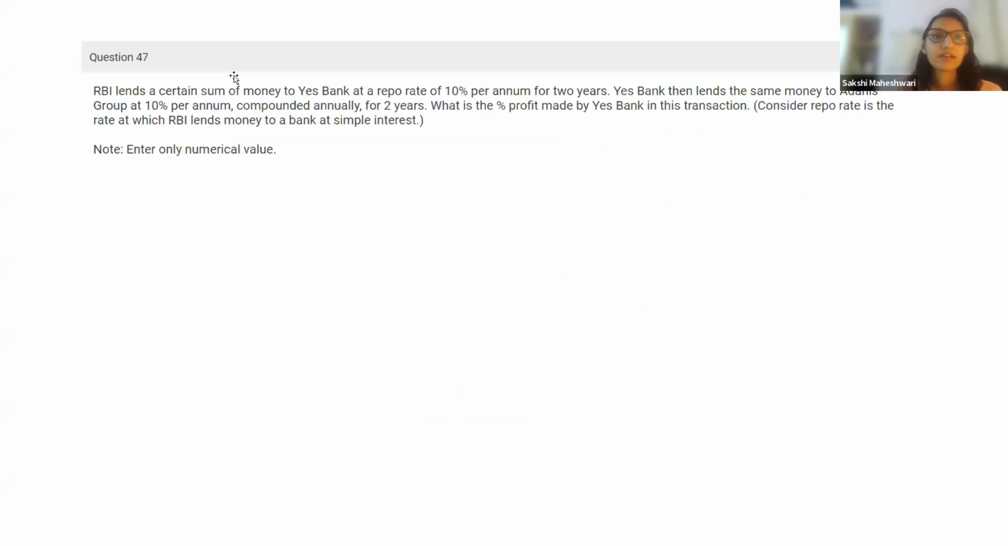Okay. So RBI lends a certain sum of money to Yes Bank at a repo rate. The repo rate is the rate at which RBI lends money to banks. It's mentioned here also at simple interest. So this is 10% per annum for 2 years.